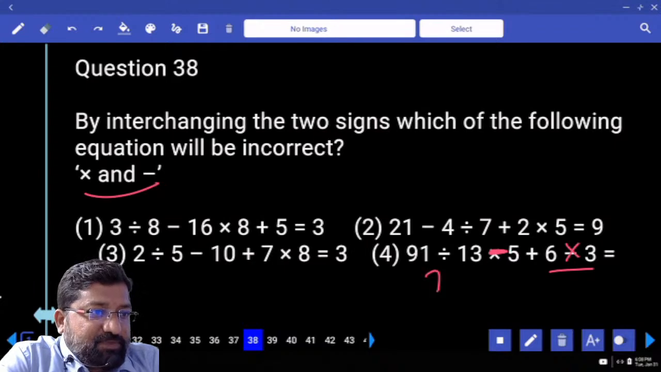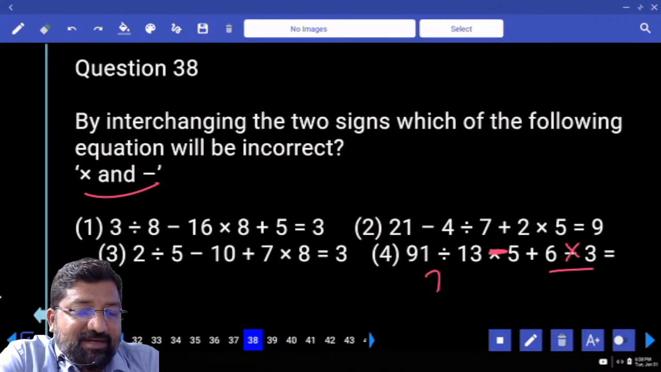what's the question? Which of the following will be correct or incorrect?